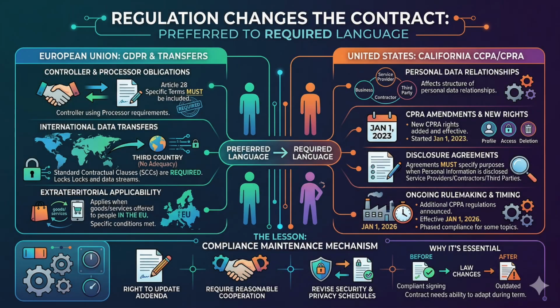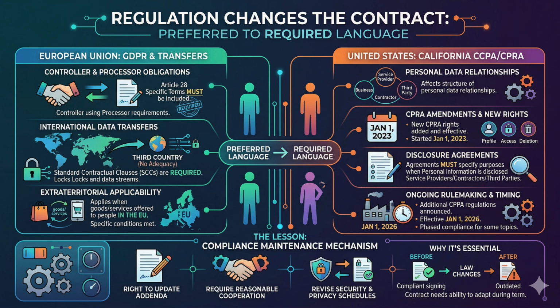How regulation changes the contract. Regulation changes the contract by turning preferred language into required language. Under GDPR, a controller using a processor must include specific Article 28 terms, and international data transfers may require standard contractual clauses when data moves to a third country without an adequacy basis.